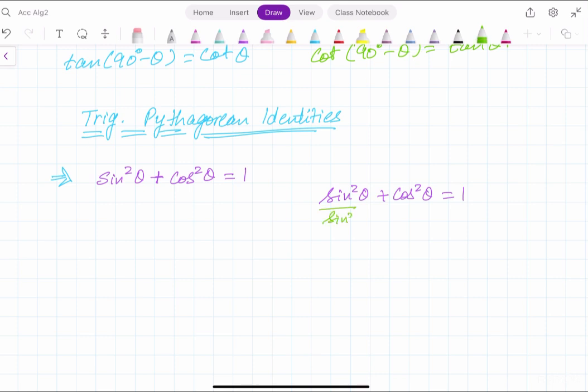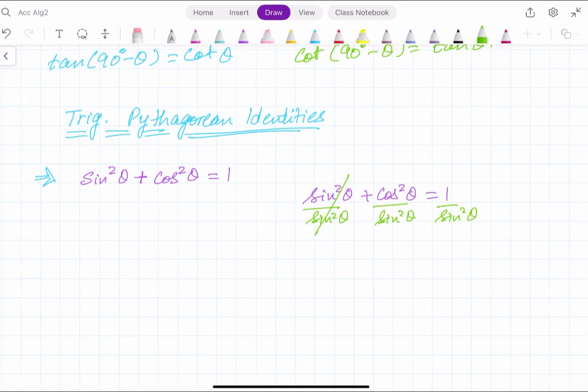If I divide this whole entire equation by sine squared theta, I will get another identity. Let's see. So I know sine squared theta divided by sine squared theta will be 1. Now what is cos squared theta divided by sine squared theta? This is nothing but the reciprocal of tangent, and the reciprocal of tangent is what? It is cot theta. So tangent theta is sine theta over cos theta, and if you take the reciprocal of tangent theta, that is cot theta. So basically cot theta is cos over sine.